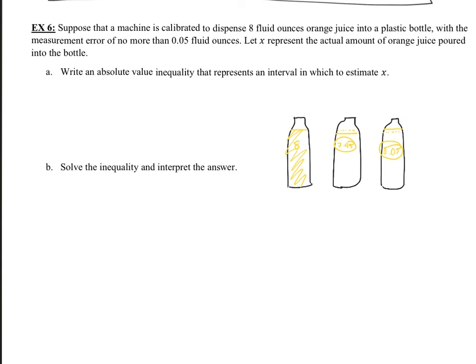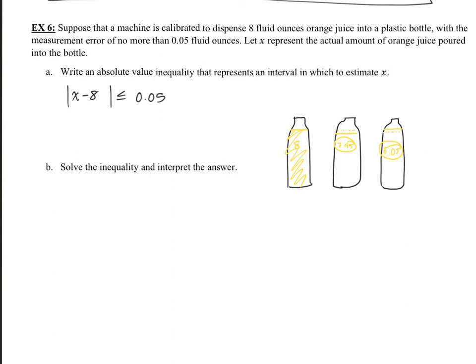Let's solve this algebraically. Write an absolute value inequality that represents an interval in which to estimate x. Well, we know that however much we have, if we take away 8 from it, we should fall no greater than 0.05 away, because you could possibly be a little greater than 7.95 or a little less than 8.05.